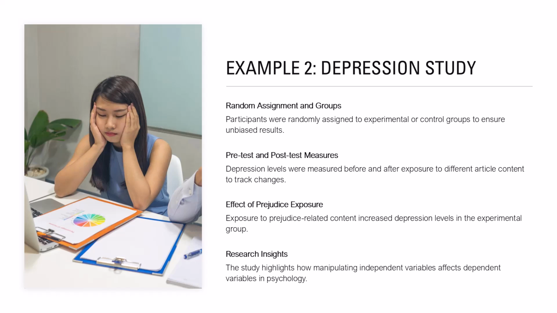A post-test was administered to measure changes in depression levels. The findings revealed that the experimental group reported higher levels of depression, indicating that exposure to prejudice-related content influenced emotional responses. This study underscores the importance of random assignment and the use of control groups in experimental research. It also illustrates how the manipulation of an independent variable, article content, can affect a dependent variable, depression levels, providing insights into the psychological impact of perceived prejudice.